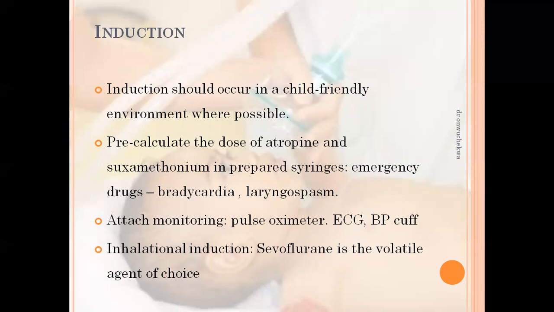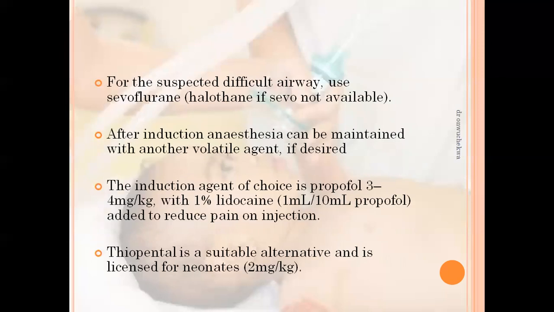Inhalational induction, sevoflurane is the volatile agent of choice, as we've earlier said. For suspected difficult airway, use sevoflurane. If not available, halothane can also be used. But after induction, you can now maintain your anesthesia with other volatile agents.